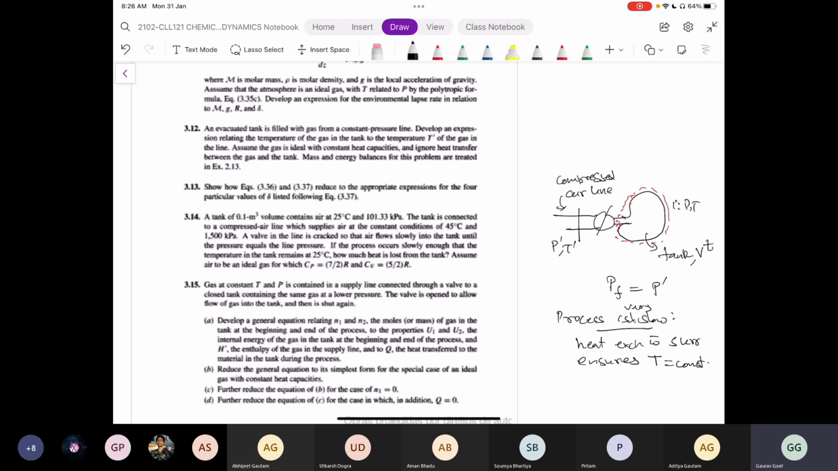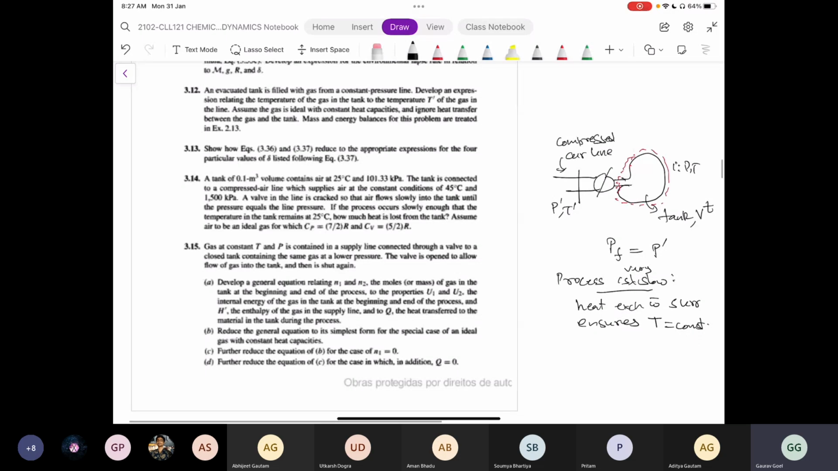The other extreme would be the process happens so quickly that there is no heat exchange with the surroundings. Under those circumstances, I might have modeled this process as adiabatic. But in this case, because the tank temperature is constant, I will assume there is heat exchange with the surroundings. That is the only way by which tank temperature could have stayed constant. If the process occurs slowly enough, what we have to find out is Q. That is what they are asking.